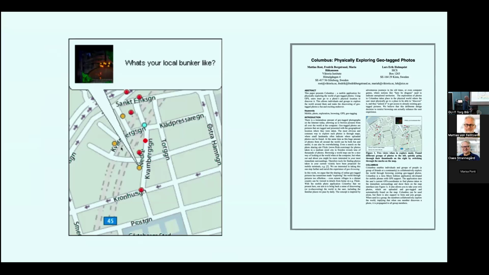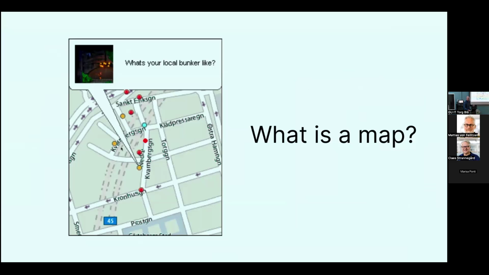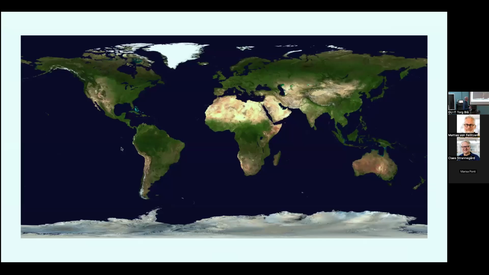And in order to do that, we wanted to create an application where you could see the map. You could have a map and you could see the photos on it. So quite trivial, quite a simple idea. But we had to show the map somehow, right? And the question is, what is a map? Let's go through that. So this is a map.